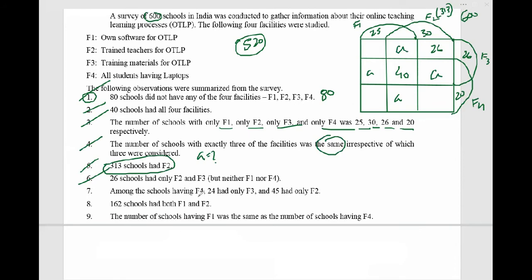Among the schools having F4, this is F4. 24 having only F3 and F4, so the F4, F3 combination. F4, F3, yes. F1, F2, no. This part is given as 24. This 24. 45 having only F2 and F4. So the F2, F4 combination. This is 45. Again, information completely used. 160 schools have both F1 and F2. This total is 162.